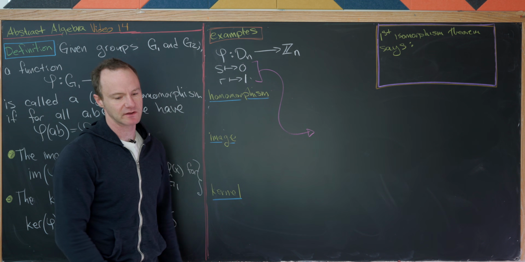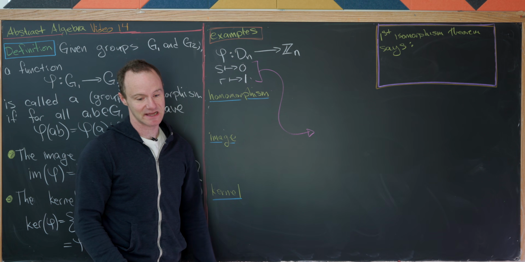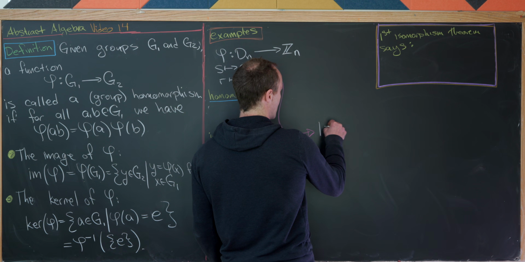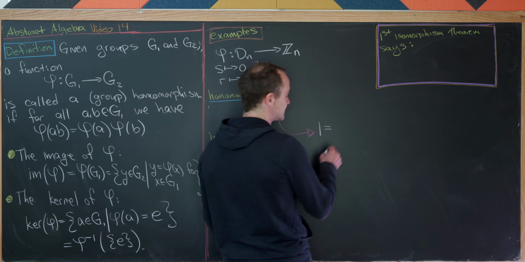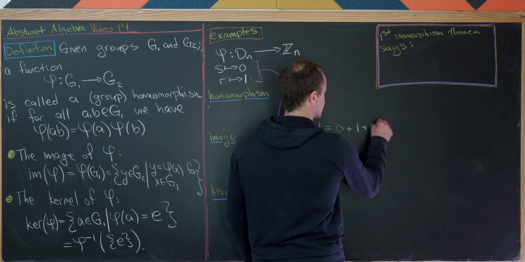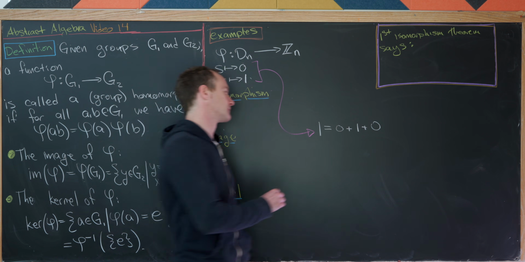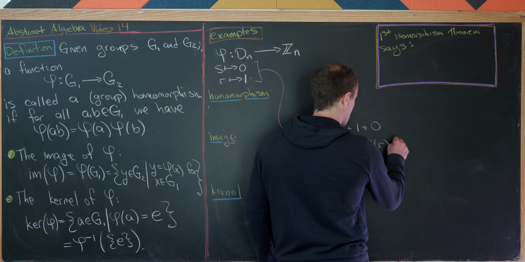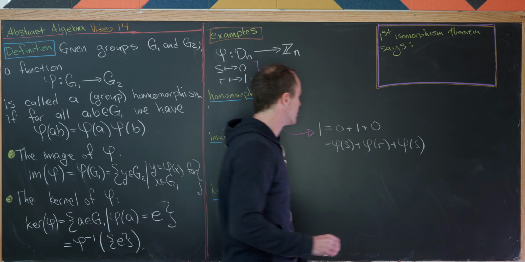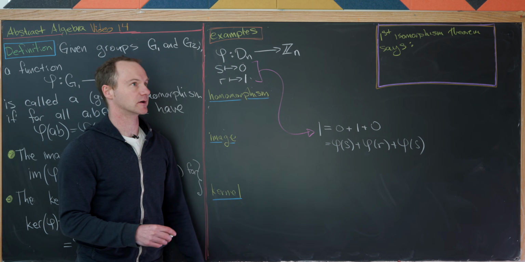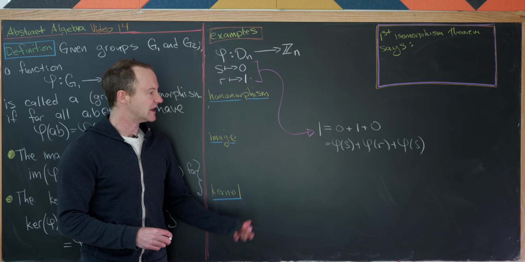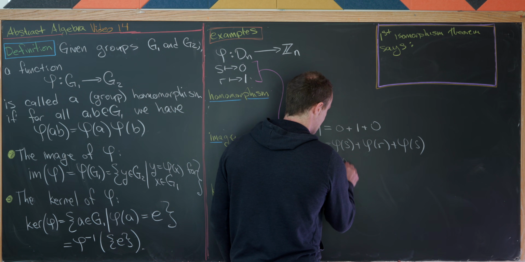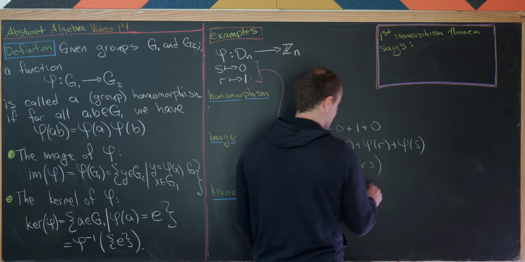And let's do the calculation right here showing that it does not extend to a homomorphism. So let's look at this. So let's notice that 1 is the same thing as 0 plus 1 plus 0. I think that's pretty clear. But that's the same thing as phi of S plus phi of R plus phi of S. Recall inside of Zn, our operation is addition. But now if we assume that phi is a homomorphism, that means we can put this stuff together to get phi of SRS.